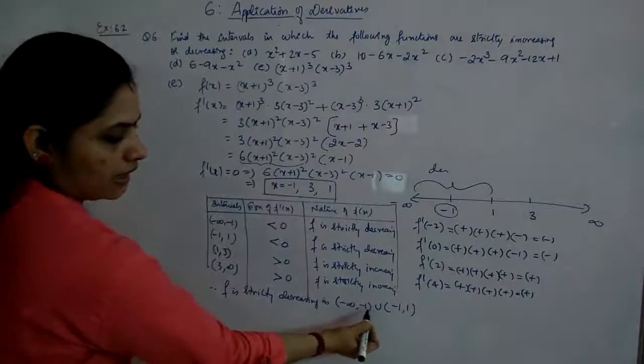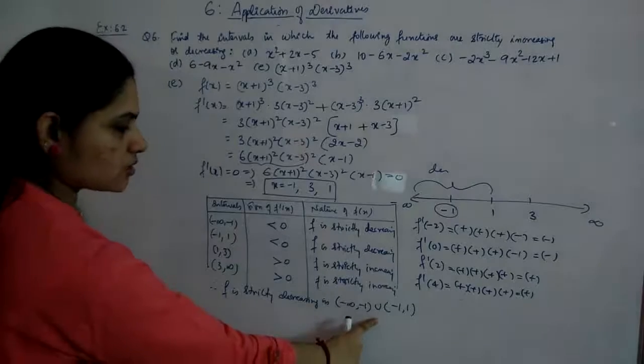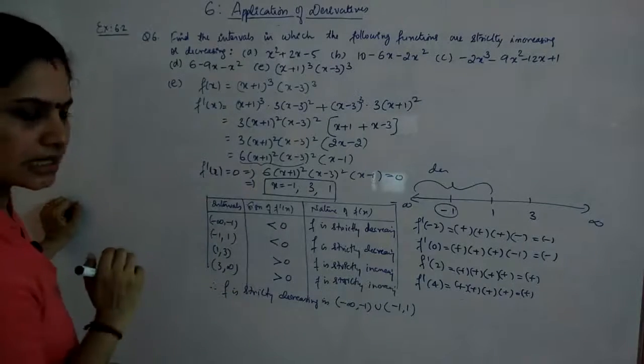The meaning is minus 1 is not included in the interval. That's why we are writing like this. Okay, you should mention like this only. You cannot write minus infinity to 1. That means minus 1 will also be included in that interval.